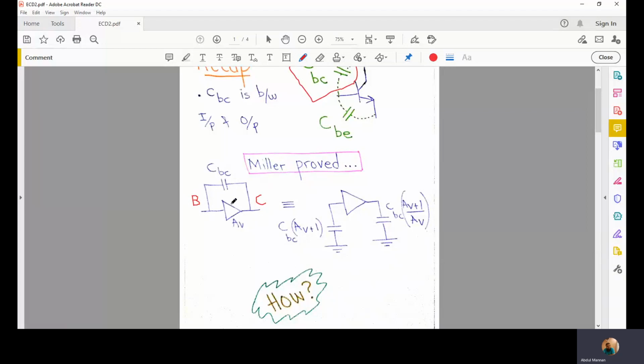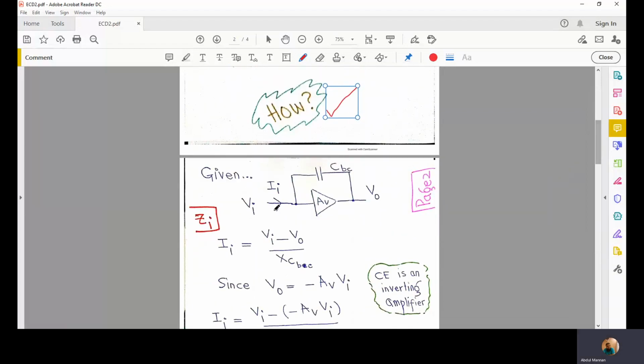Miller proved that the CBC can be broken down in such a way that CBC times (AV plus 1) is the capacitance at the input side, and CBC times (AV plus 1) over AV, where AV is the voltage gain, is on the output side. Let's see how. Given this circuit, we have an amplifier and a capacitance CBC that is connected between the output and the input terminals.